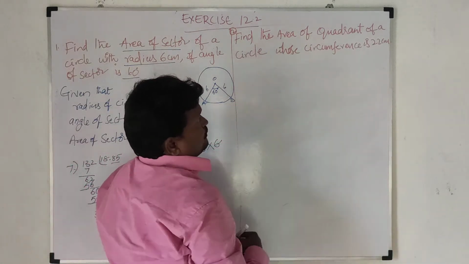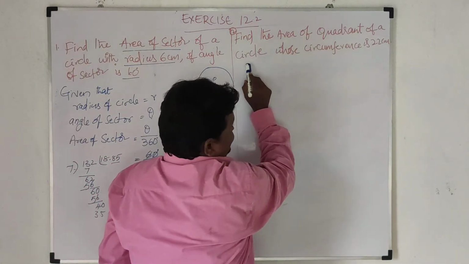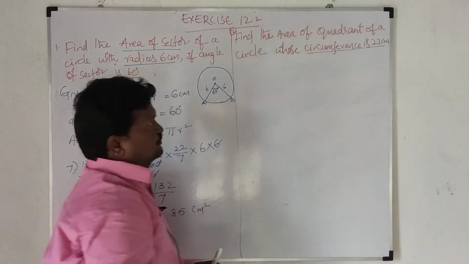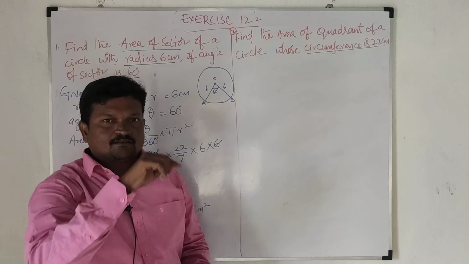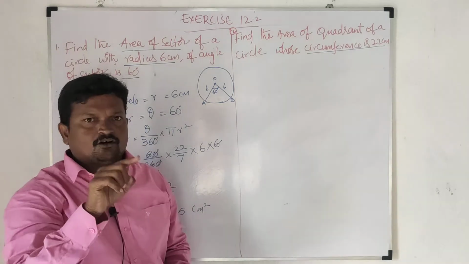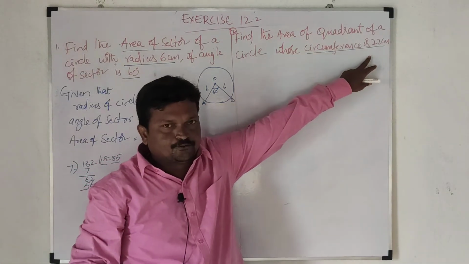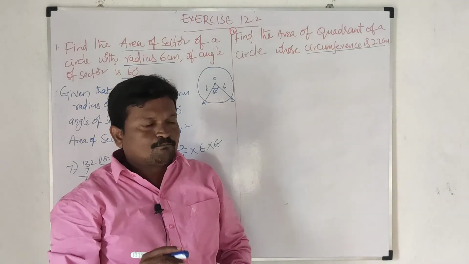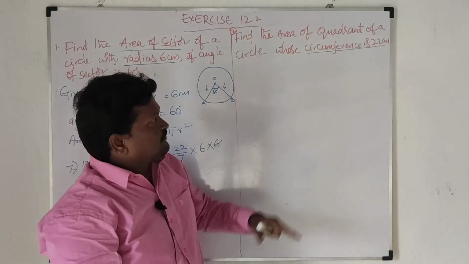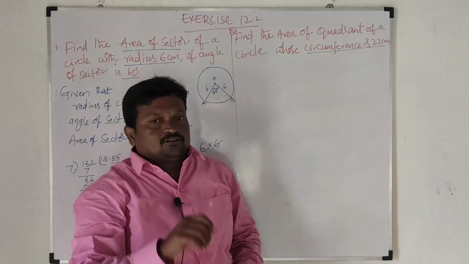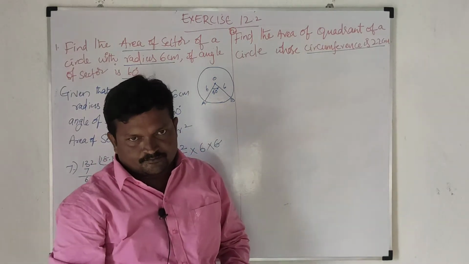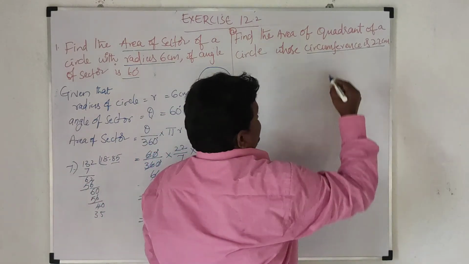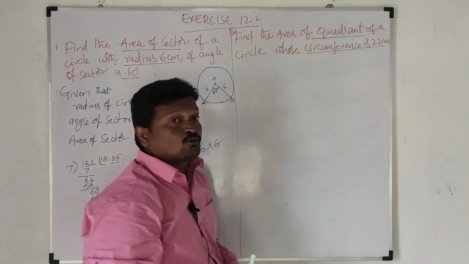Find the area of a quadrant of a circle whose circumference is 22. Circumference of the circle means 2 pi r is given, that equals 22. From that we will get the radius of the circle clearly. But here observe carefully, the angle of the sector is not given. How can we take the angle of the sector? For that only they have given that it is a quadrant.